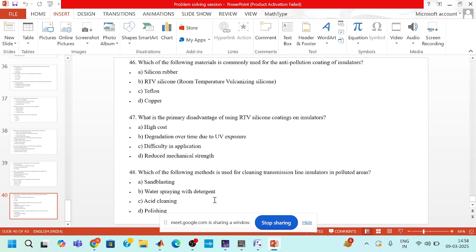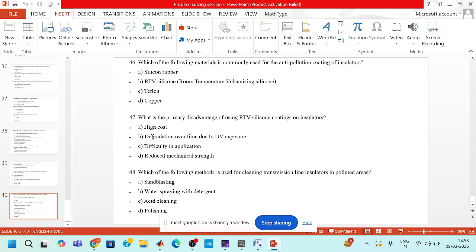Now, which of the following materials is commonly used for anti-pollution coatings of insulators? Options are silicon rubber, RTV, Teflon, copper. Silicon rubber, madam. Anyone else? RTV silicon. Option B is correct. RTV, room temperature vulcanizing silicon coating, is done for insulators.